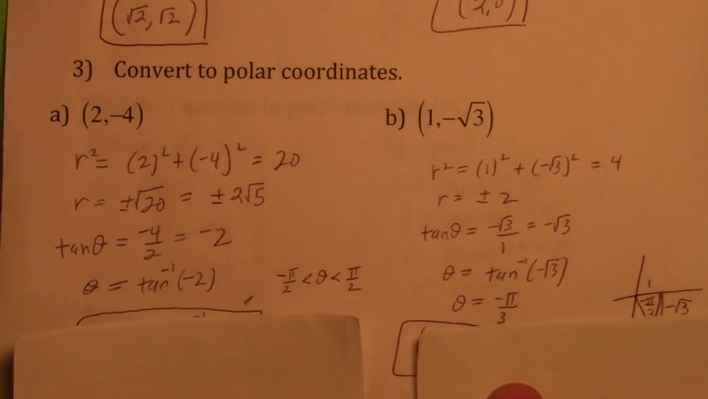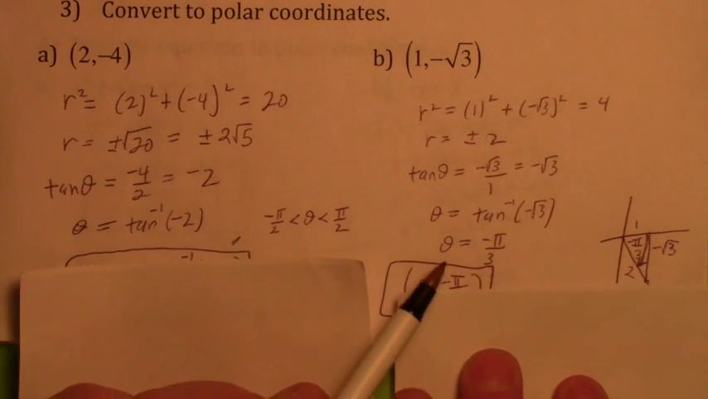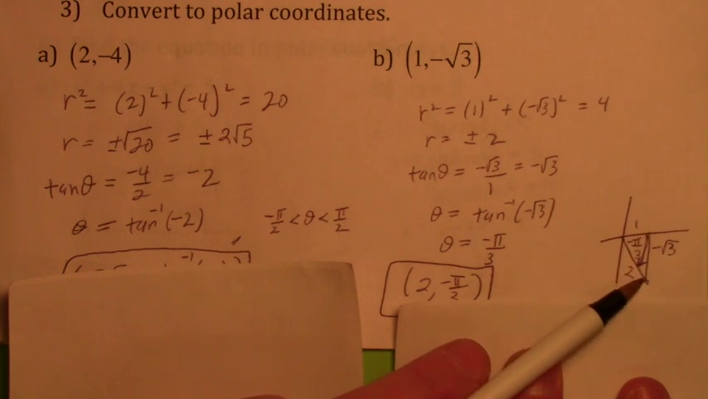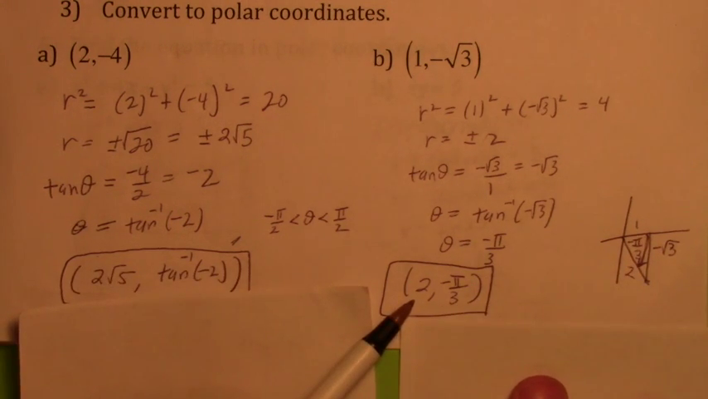Your inverse tangent is between negative pi over 2 and pi over 2. So if theta is negative pi over 3, you want to have a positive r because you want to end up in the fourth quadrant. So use positive 2 for r.